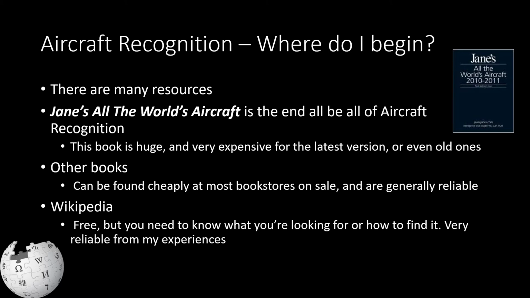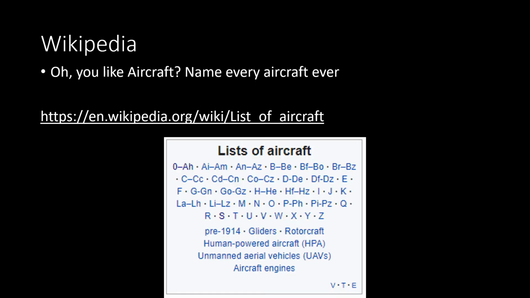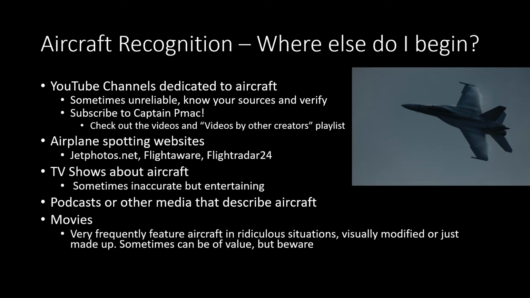You can find other books at the bookstore, on sale usually. They're generally reliable, though they'll have a few mistakes in them. And of course you have Wikipedia, which is free. People say, oh, Wikipedia, it's unreliable. From my experience, no, it's not, on this subject at least. Wikipedia does have a list of every aircraft ever, basically. You don't need to know every single thing on the list, because there are things that we'll talk about later that are disqualified from competition, if you're listening to this video for NIFA purposes.